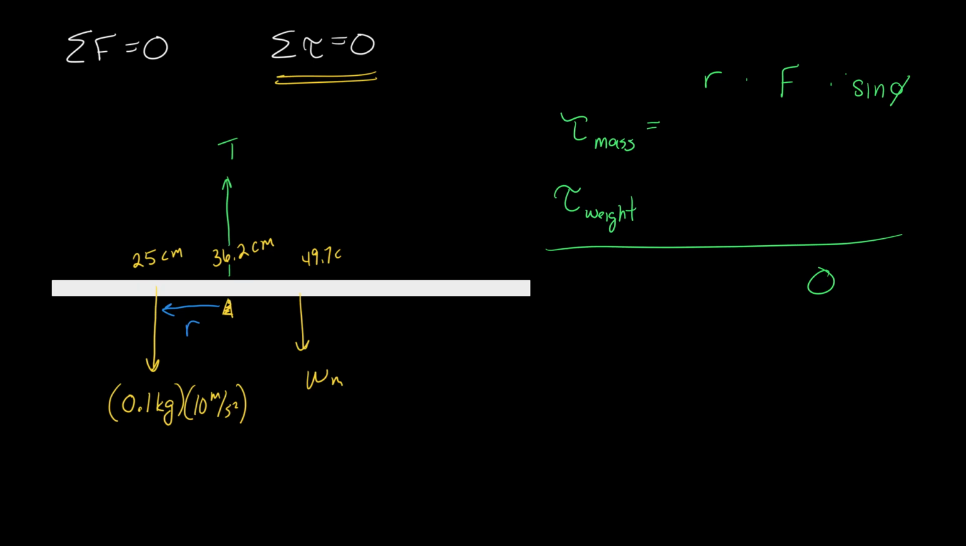What's that? Yeah, it's just 11.2 centimeters. Yeah, it's from 36.2 to 25. So I probably, if I was doing this right, would convert this into meters. So let's convert this into meters. If it's 11.2 centimeters, that means it's going to be 0.112 meters. All right. What's the size of the force that we're applying to the meter stick?